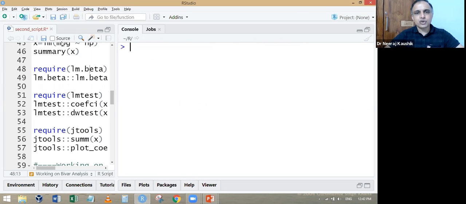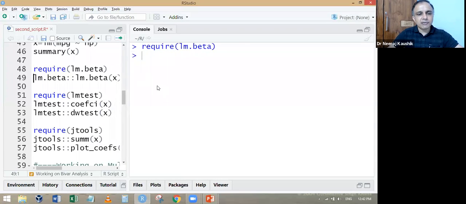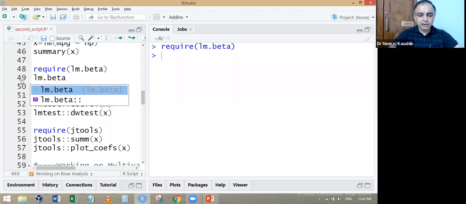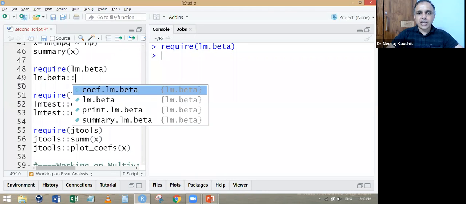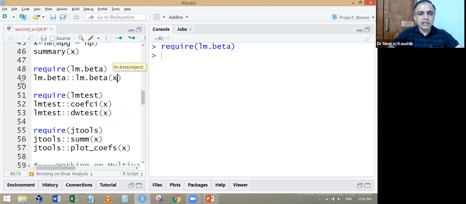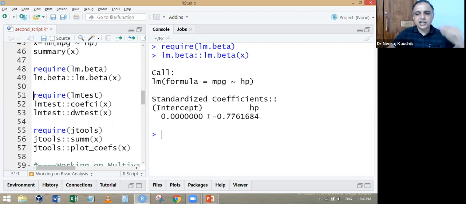If you wish to compute beta, use the package lm.beta and put the value. The name of the function is also lm.beta. So if you remember, you can write this. In case you forget the name of the function, write the name of the package, colon, and the drop menu will come, lm.beta. In that, put that value x. So this is the beta, intercept not required, HP, it's 0.77.